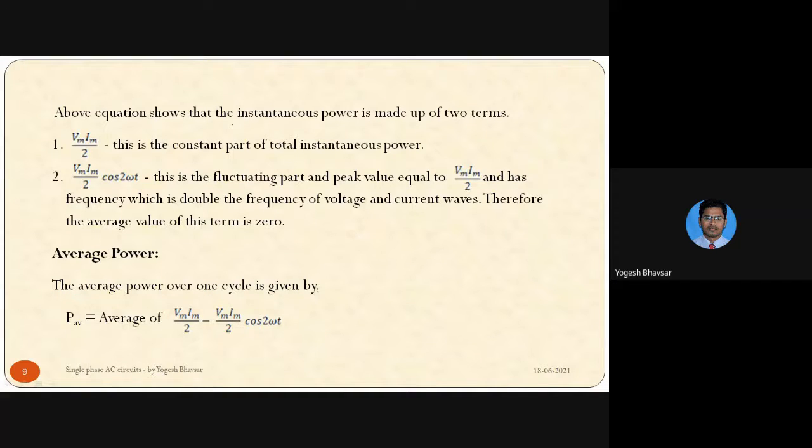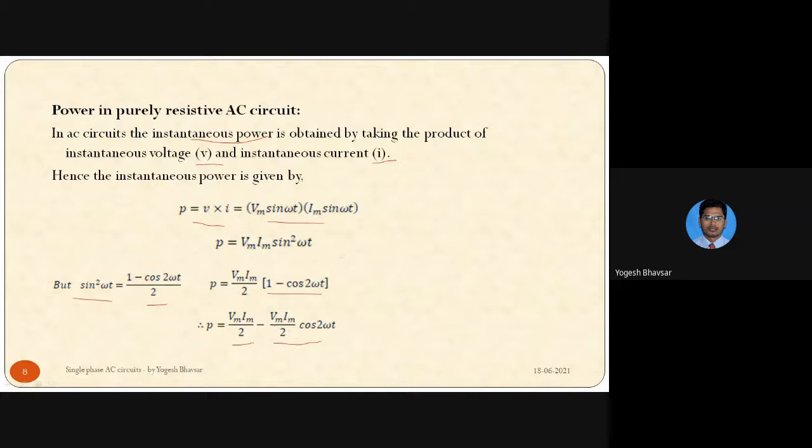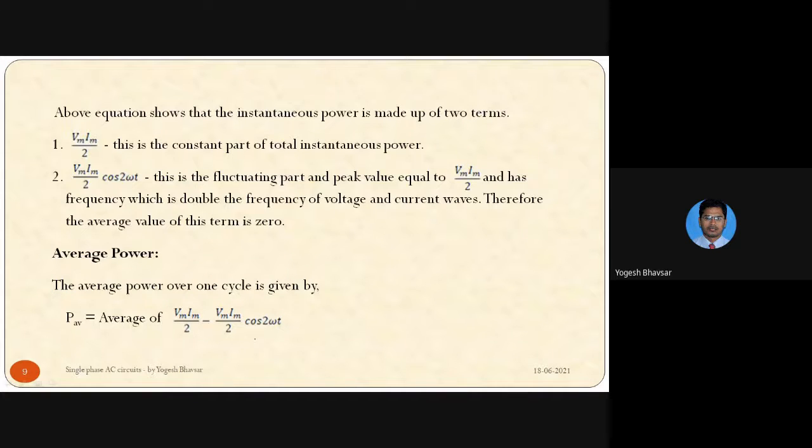Then the above equation shows that the instantaneous power is made up of two terms. So this is the first term and the second term. We cannot simplify this term further, so keep it as it is. So this is the instantaneous power for a resistive AC circuit.